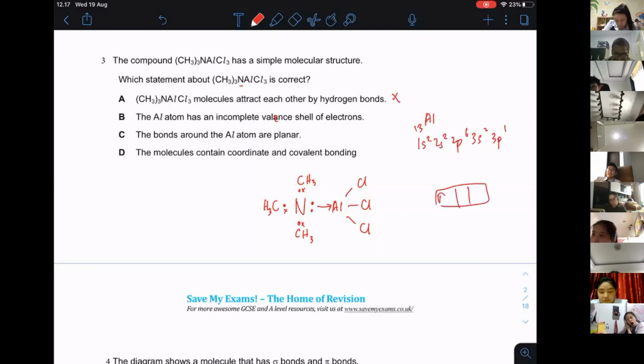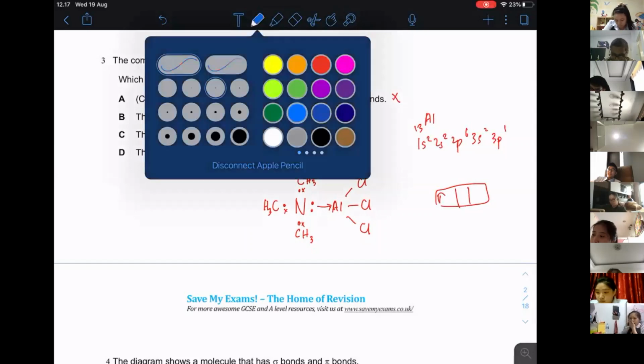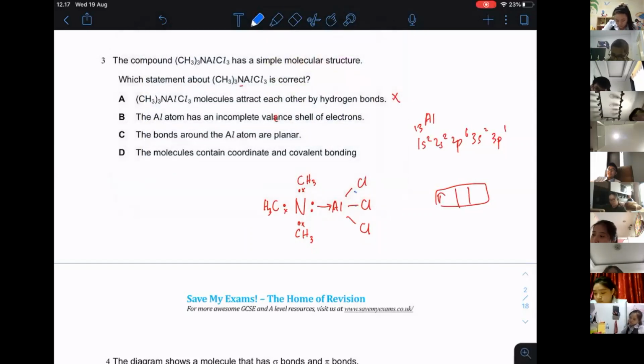They are bonded with 3 chlorine. I'll just put for chlorine 1, 2, 3. So let's say they actually reacted. They have 3 chlorine, and do remember the 2 electrons are coming in. So the 2 electrons will come here and here. Earlier aluminium had 3p1, but now after we put all those electrons in, you can see that aluminium doesn't have any incomplete valence shell of electrons. It's complete. So this one will not be the answer.